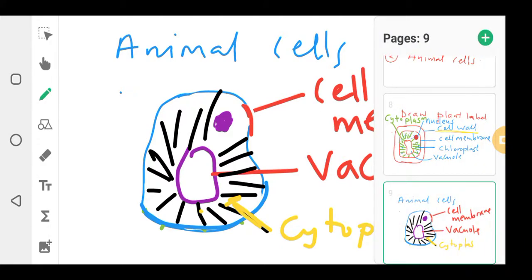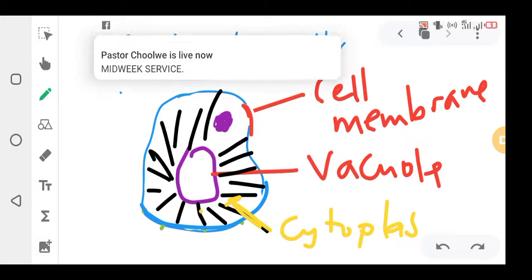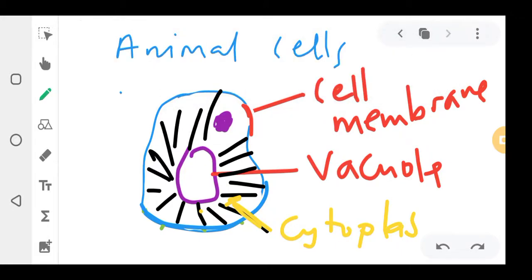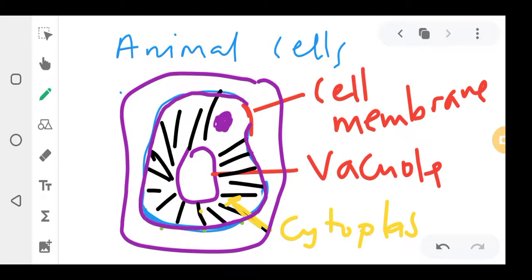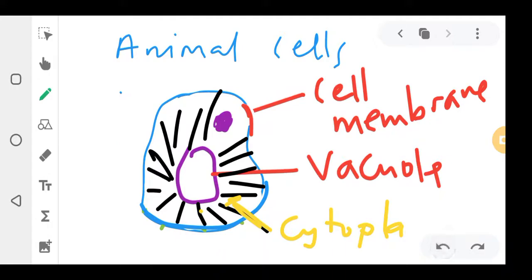So when they ask you to draw an animal cell, there is no cell wall outside. You only have the cell membrane, the second layer. It has a cell membrane, so it doesn't have a cell wall. That's why I haven't put it outside.